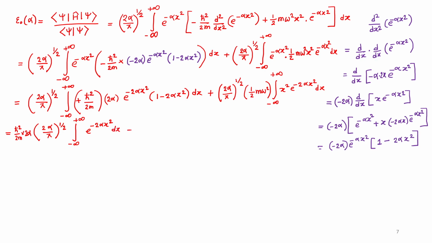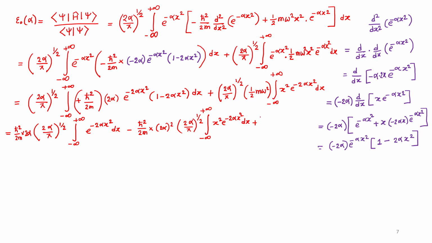and then h square by 2m multiplied by 2 alpha x square, because 2 alpha was there and 2 alpha x square, 2 alpha is there, so I'm giving twice. Then obviously we have alpha by pi to the power half. Then these are all our constants now. Minus infinity to infinity x square e to the power minus 2 alpha x square dx.